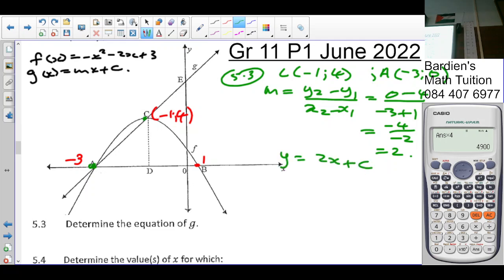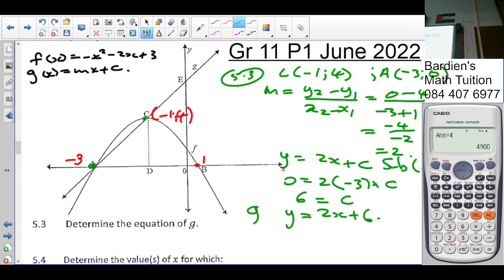No. But again, substitute one of the points as lying on this graph, which is A, which is negative 3 and 0. So 0 is equal to 2 times negative 3 plus c, so c is 6. It's going to be a positive value there. The equation is y is equal to 2x plus 6. And that's the equation of g of x.